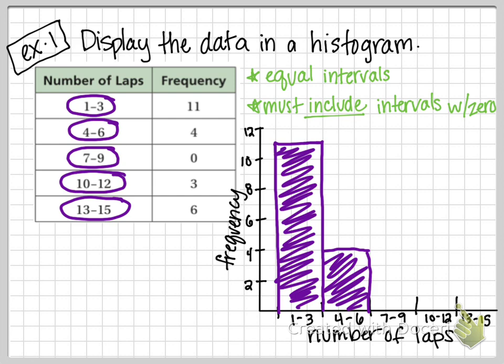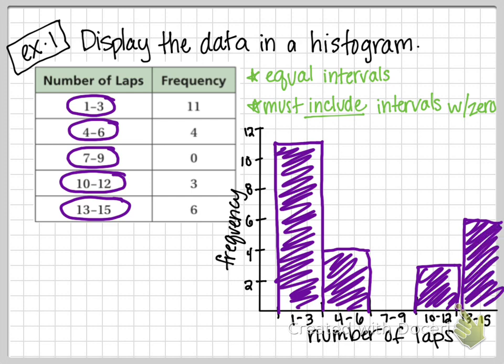7 to 9, 0 people did 7 to 9 laps. You must have a space for that, and you must leave it empty because it shows the data, right? It shows that there were 0 people, so we need to leave that empty. 3 people did 10 to 12 laps. So that's going to be here. And 6 people did 13 to 15 laps.